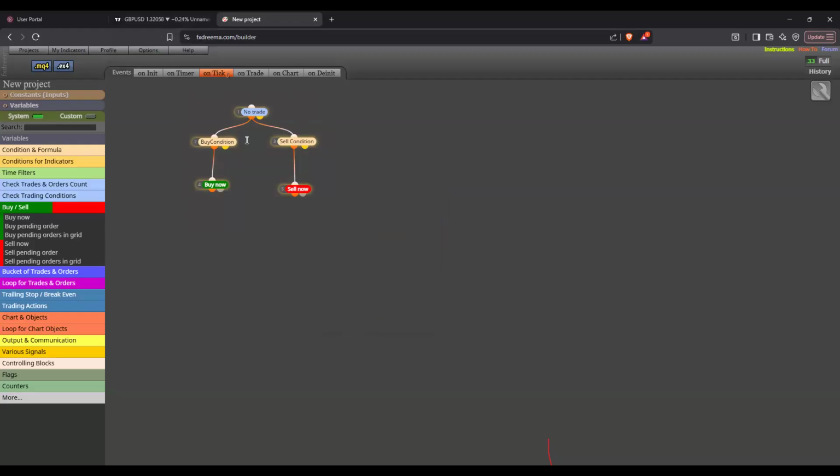Remember, this code is not about whether it's going to make us money. It's about whether it's going to do exactly what we asked it to do. And what did we ask it to do?